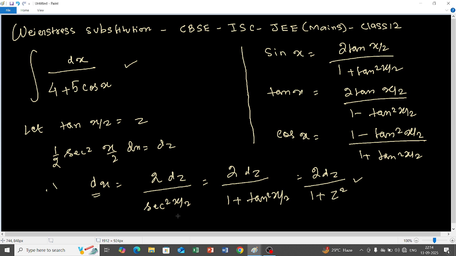Now we have a different trigonometric formula, the submultiple formula. Sin x is 2 tan x/2 by 1 plus tan square x/2, tan x equals 2 tan x/2 by 1 minus tan square x/2, and cos x is 1 minus tan square x/2 by 1 plus tan square x/2. Here we are going to use this last formula, because we have cos x in our integration. If sometimes we have tan x in our integration, we have to use the tan formula. If we have sin x, we use the sin formula. Since we have cos x over here, we are going to use this formula.